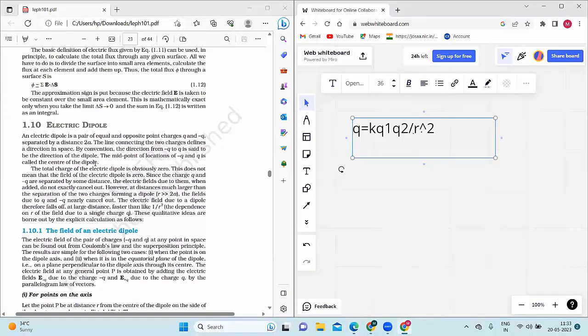Electric dipole. Till now we discussed single charges, point charges. Now we will discuss the dipole. A dipole is a combination of a positive and a negative charge separated by a small distance.